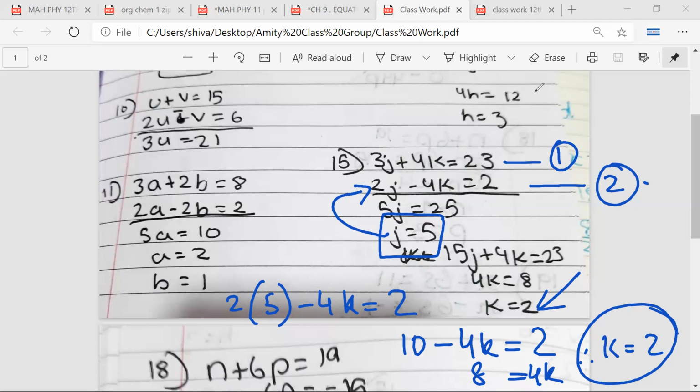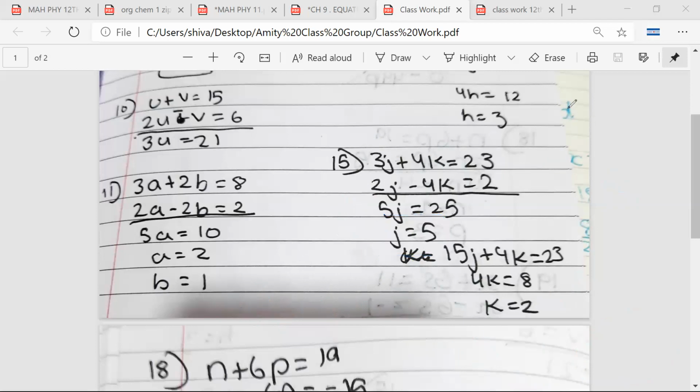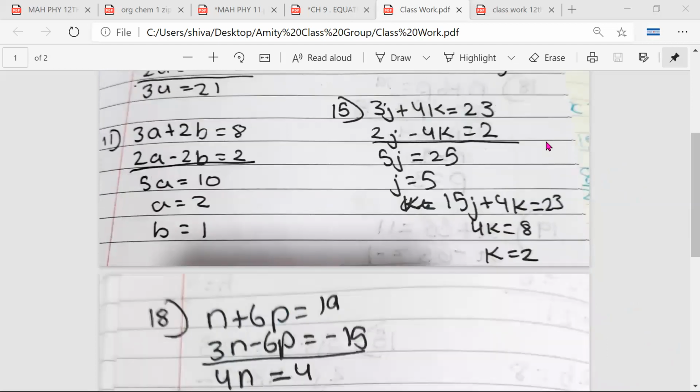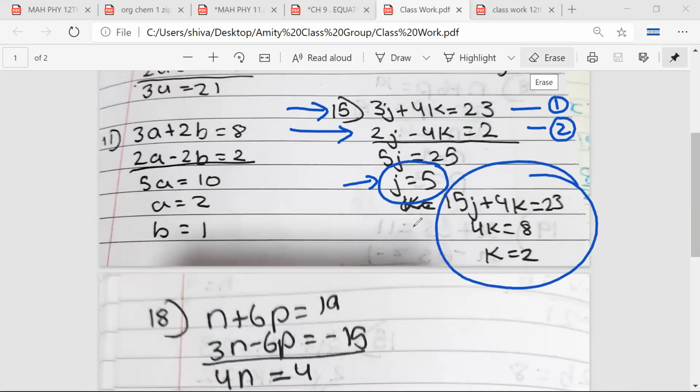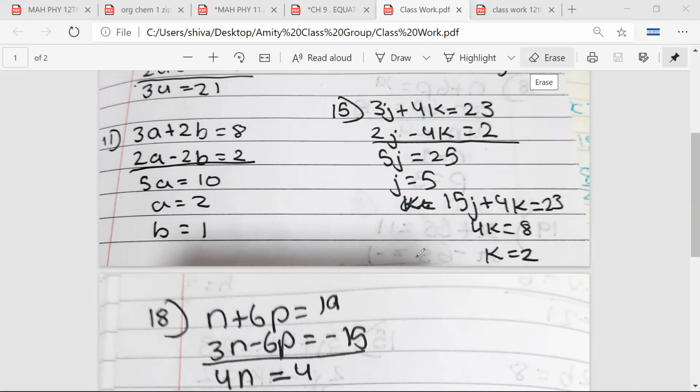Yes, sir. So the point that I'm trying to make is that you have these two equations. This is the first equation, this is the second equation. Once you have the value of j, you can put this value of j either in equation 1 or in equation 2. It is one and the same. You will get the same answer. Am I saying it right? Yes, sir. Okay. So after question 15, we go to question number 18.